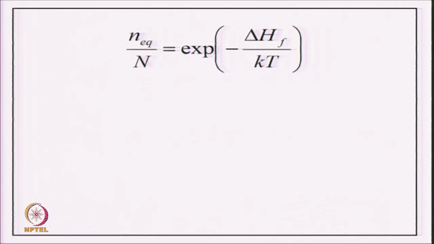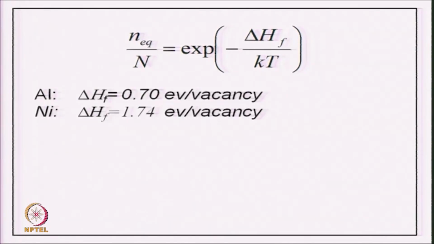Let us look at some values. So, aluminum has an enthalpy of formation of 0.70 electron volt per vacancy, and delta Hf is 1.74 electron volt per vacancy for nickel. So, nickel has enthalpy of formation of vacancy more than 2 times that of aluminum. So, you can see aluminum has a weaker bonding, has a lower melting point. So, it has a lower enthalpy of formation because bonds are weaker.